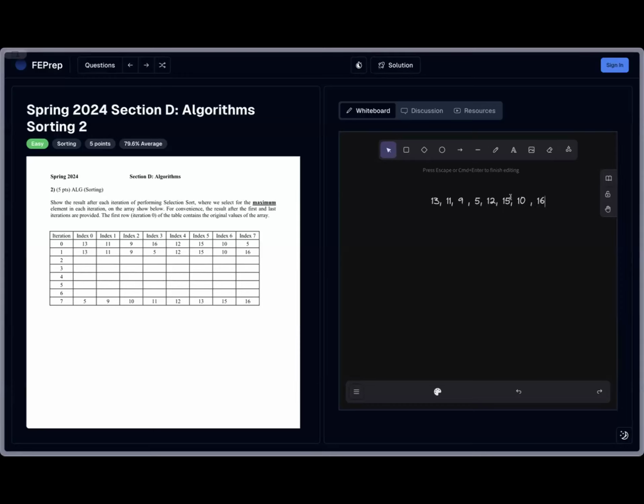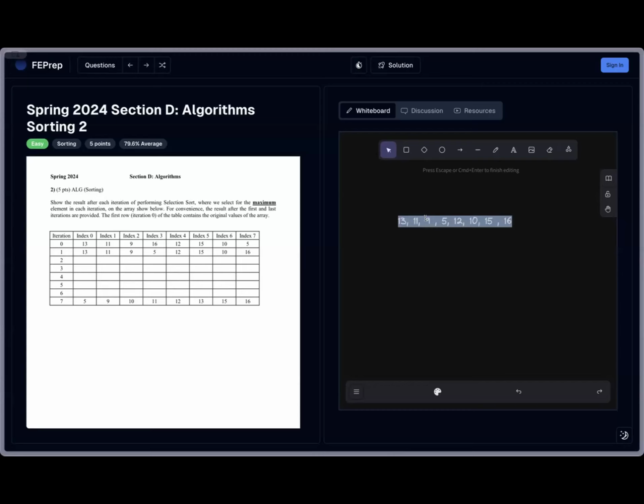Because 15 is greater than 10, that's going to be the next iteration. From there, our next largest element is 13. 13 and 10 are going to swap places. If it was min, we would swap 5 to the front, yes. Depending on what they ask you to start with is what you're going to do.